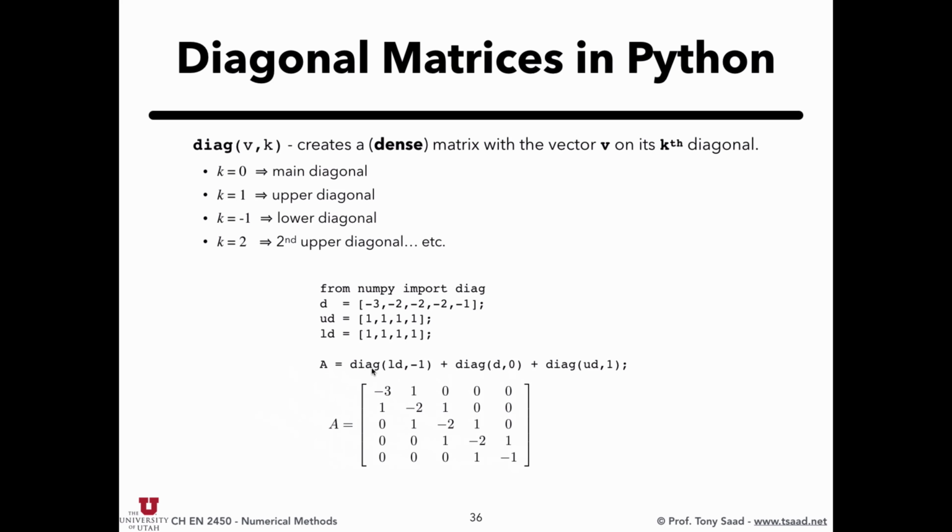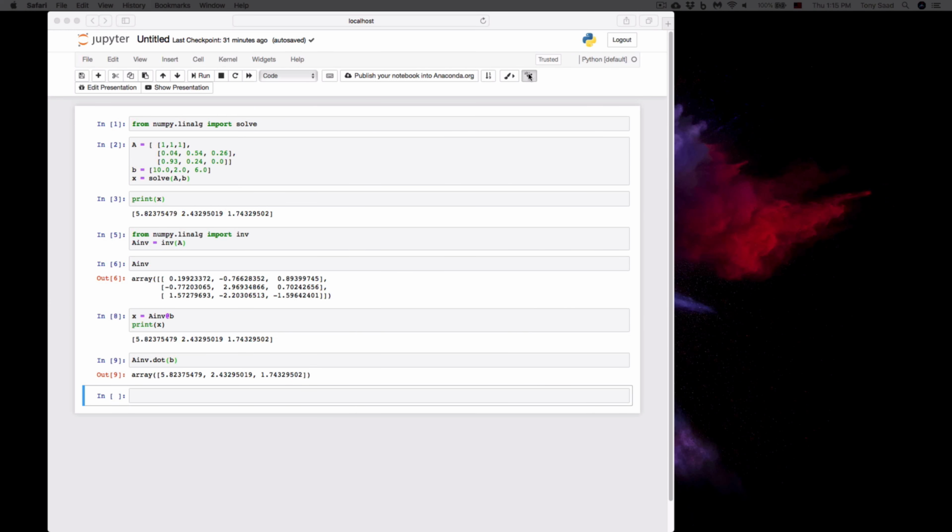So we will do the diag for the full A is equal to the matrix with the lower diagonal plus the matrix with the main diagonal plus the matrix with the upper diagonal. Remember, each one of those is a matrix in and of itself. And as long as they are of the same size, adding them will add one entry at a time. Okay? All right, so let's go ahead and try this out.